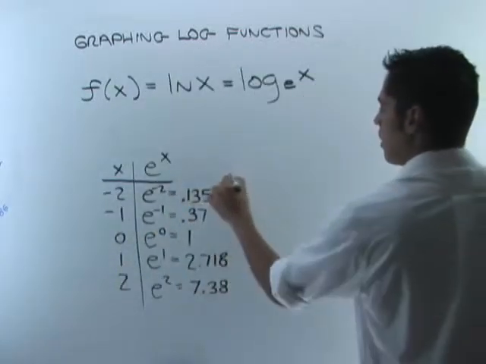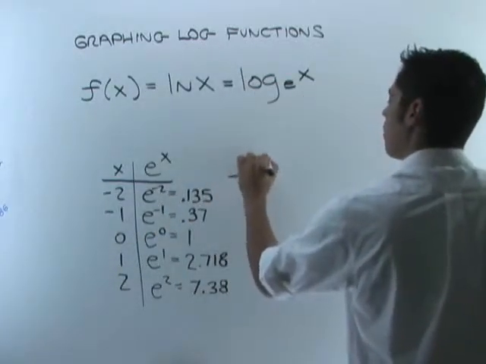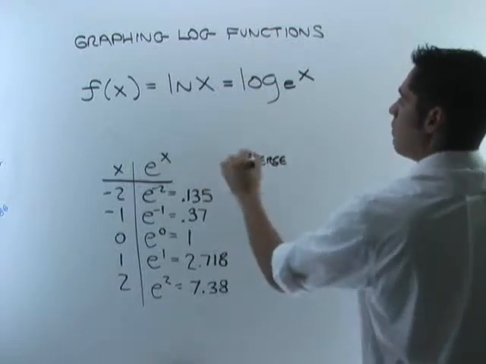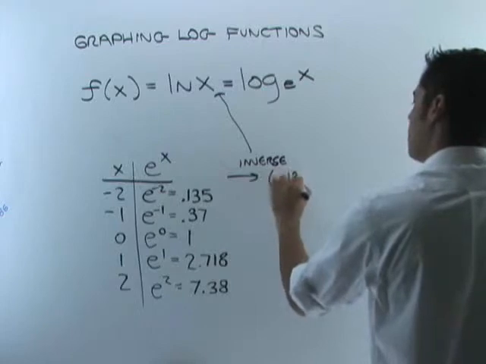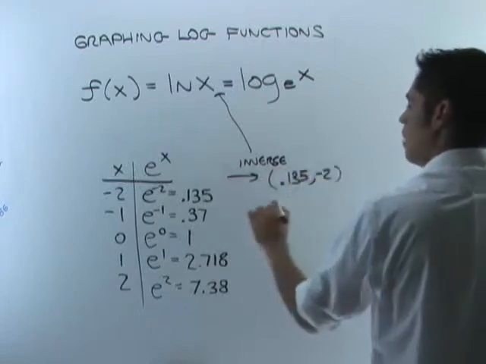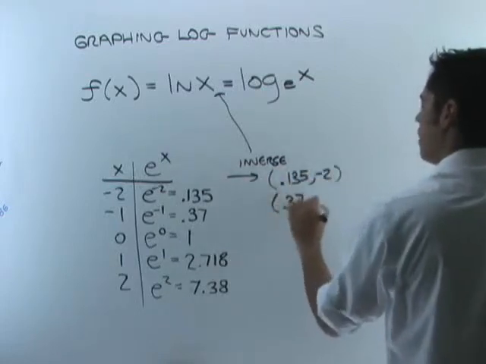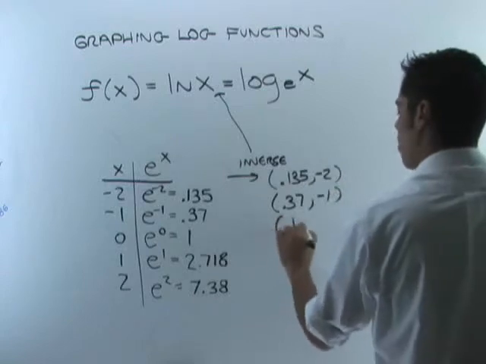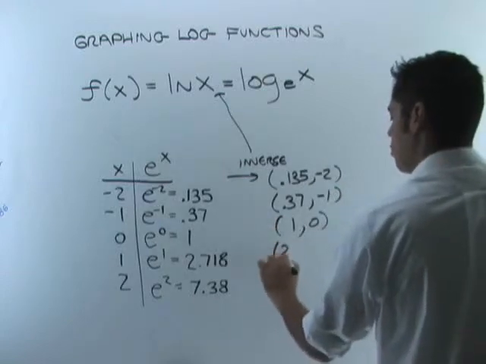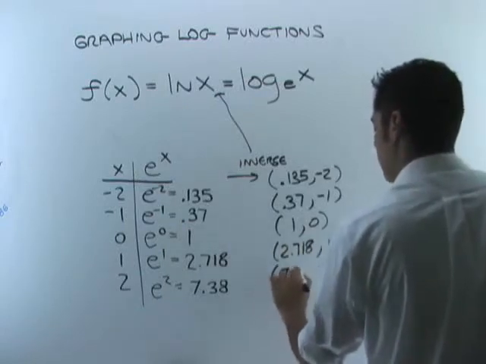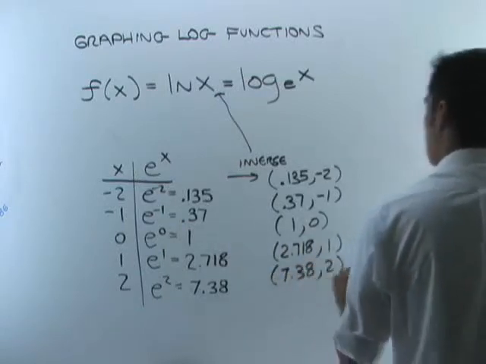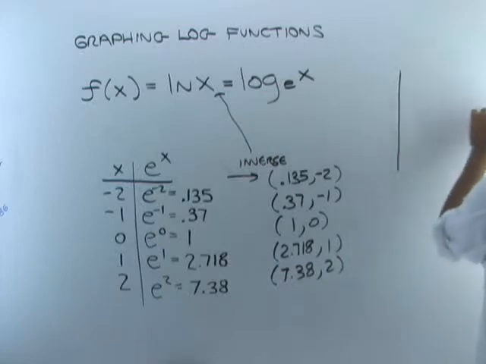So now what we're going to do is take these points and flip them around. To get the inverse, and remember the inverse is what we want, it's 0.135, -2. It's 0.37, -1. It's 1, 0. It's 2.718, 1, and it's 7.38, 2.